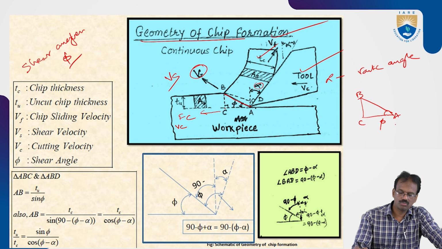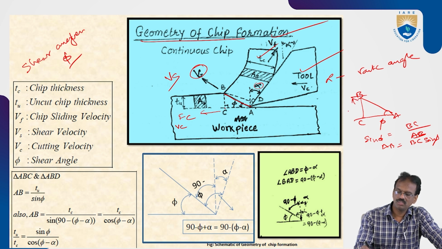By using this triangle, sin phi is equal to BC, the opposite side, by the hypotenuse AB. Then hypotenuse AB is equal to BC by sin phi. BC is nothing but the uncut chip thickness.